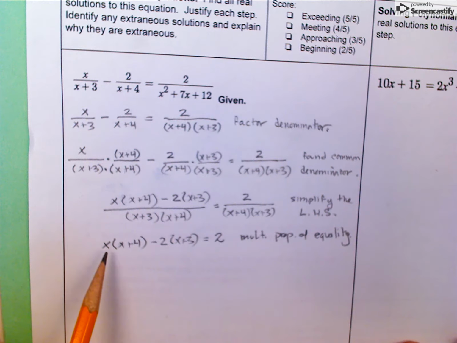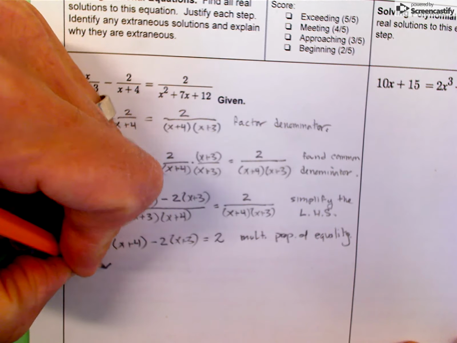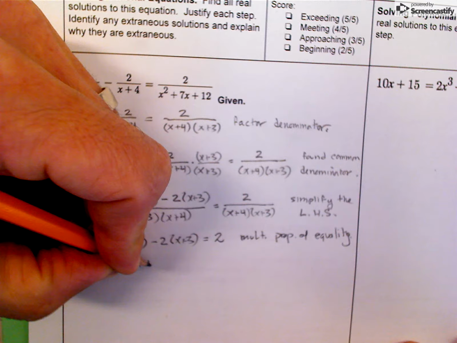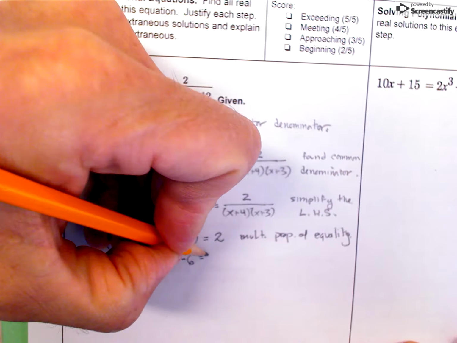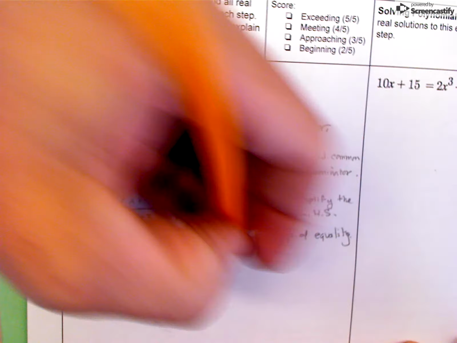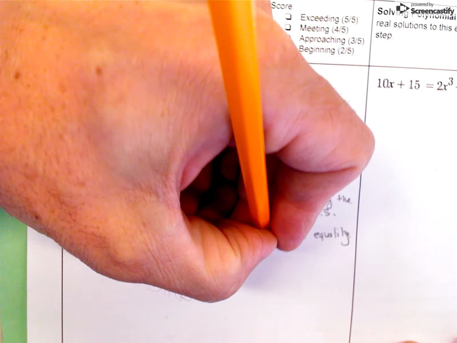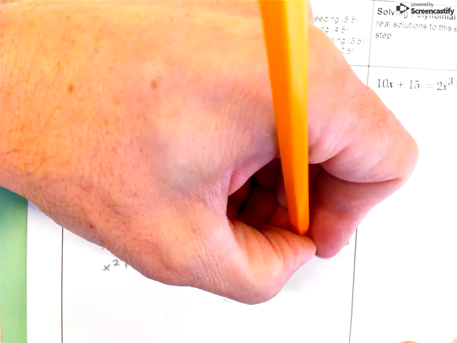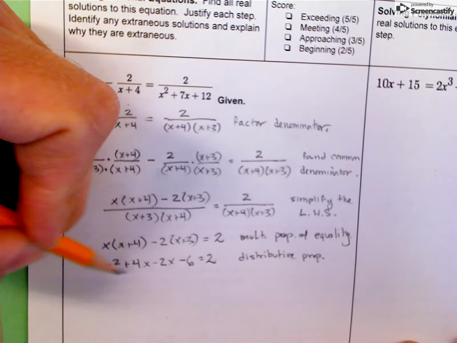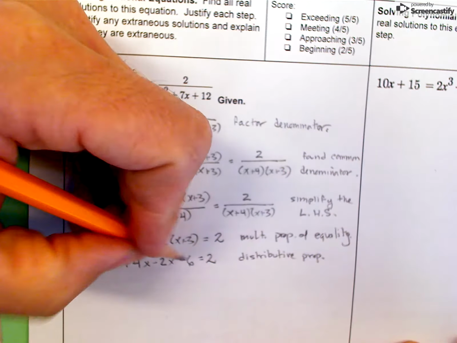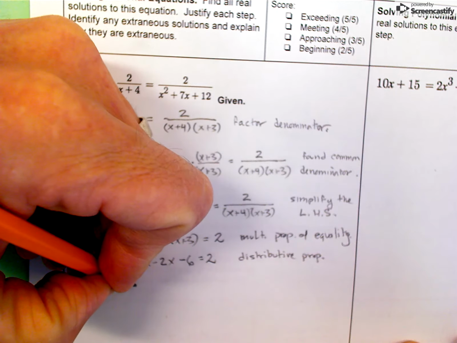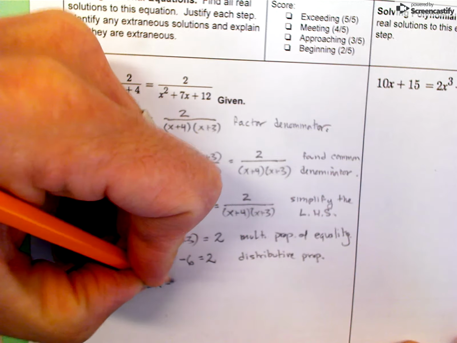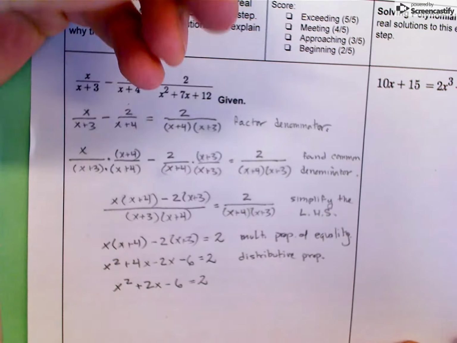And now I just have this pretty simple equation to solve. Let me multiply it out on the left-hand side. x squared plus 4x minus 2x minus 6 equals 2. Okay, that's using the distributive property. And then I can clean up the left-hand side by combining like terms. x squared plus 2x minus 6, and that equals 2 still.